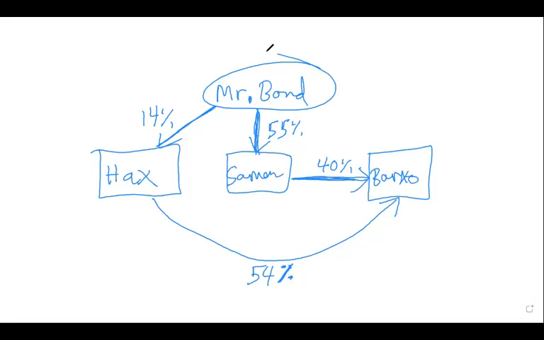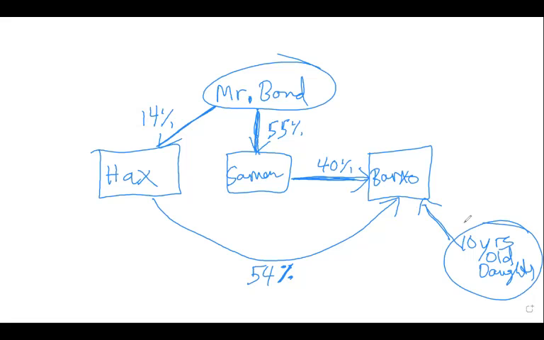Now we also have, when it comes to Barkso, it says Mr. Bond's 10-year-old daughter owns 6% of the shares of Barkso. So another person's involved here, and we'll just call her the 10-year-old daughter. So she has some ownership, and that is 6%. Here's my little messy drawing. This is the way I like to approach these questions, to just sketch them out so that I can visually see what's going on.